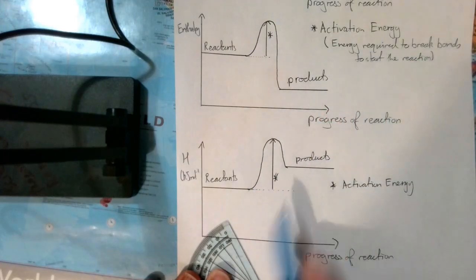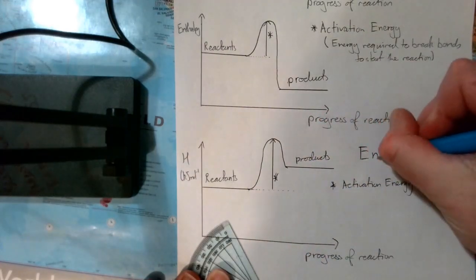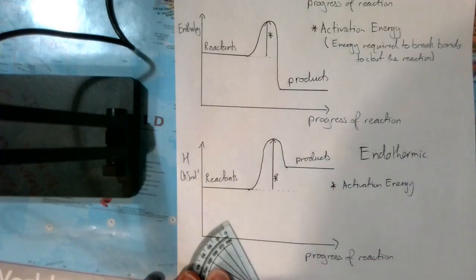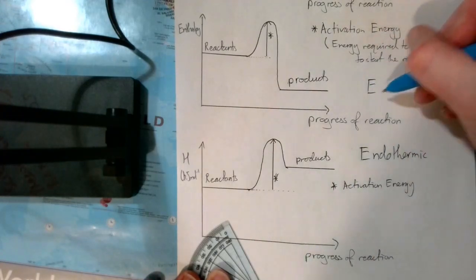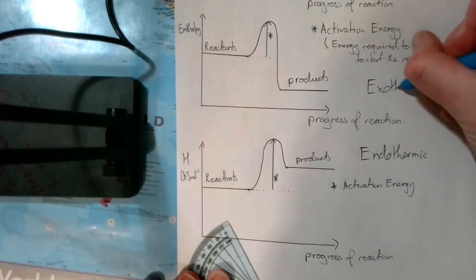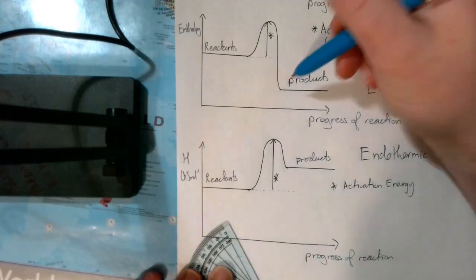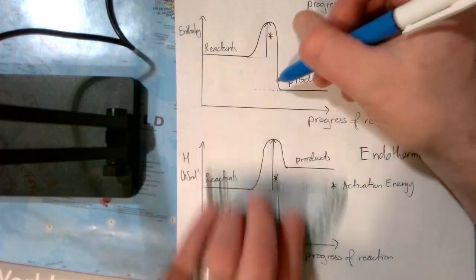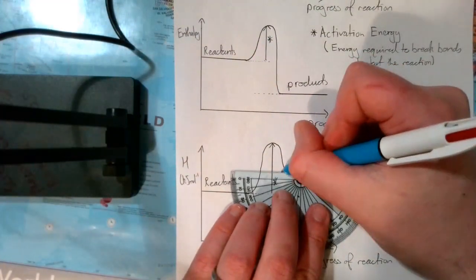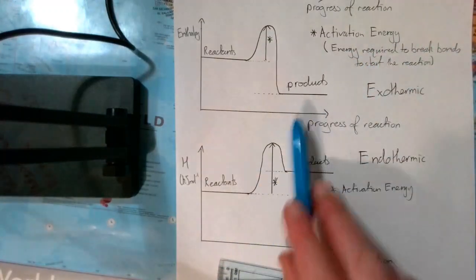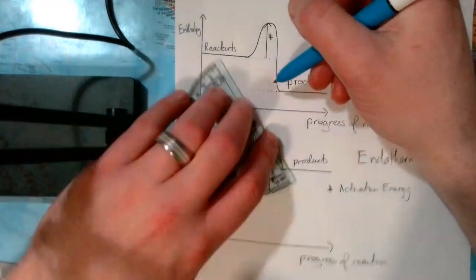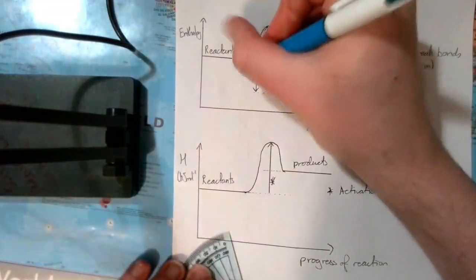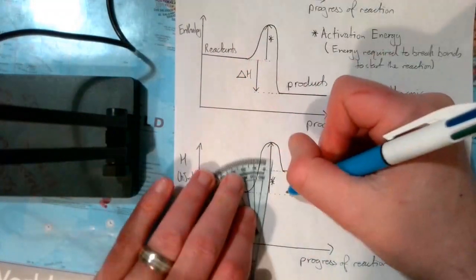This final reaction here is endothermic. We've got more energy in the products than the reactants. The previous one was exothermic. And the way that we can represent these is to again extrapolate the line of the products, and you can do again a single-headed arrow, and it's always from the reactants to the products.